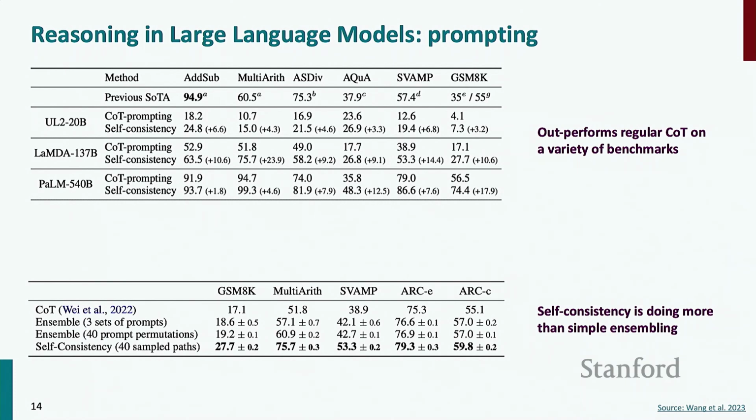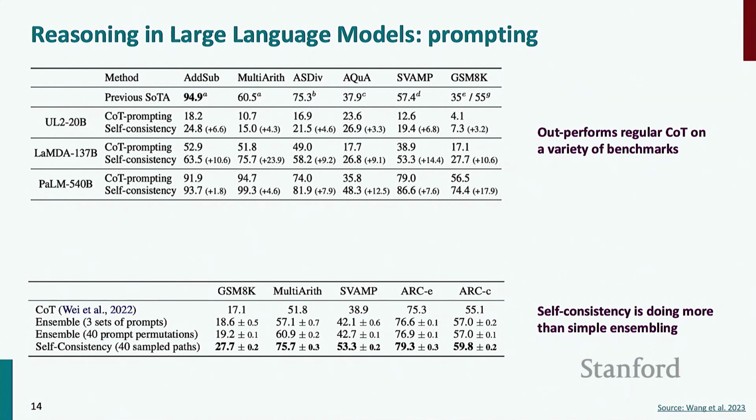And interestingly, when I saw this result the first time, I thought, okay, this is just like ensembling, which we learned in CS229. The idea is if you want to boost the performance of your system, you produce like 10 classifiers with different random seeds, produce a classification decision, and do a majority voting. But it turns out that it's doing maybe a little bit more than just simple ensembling.